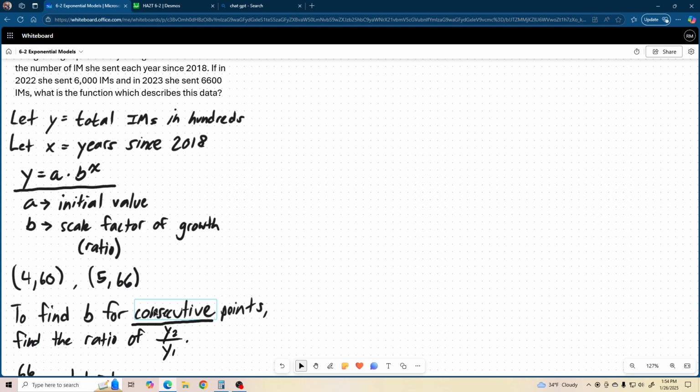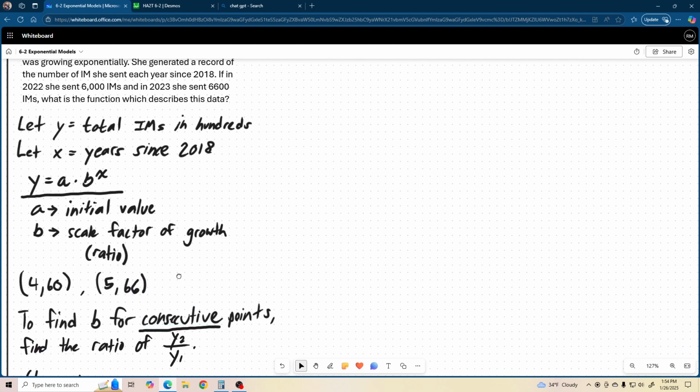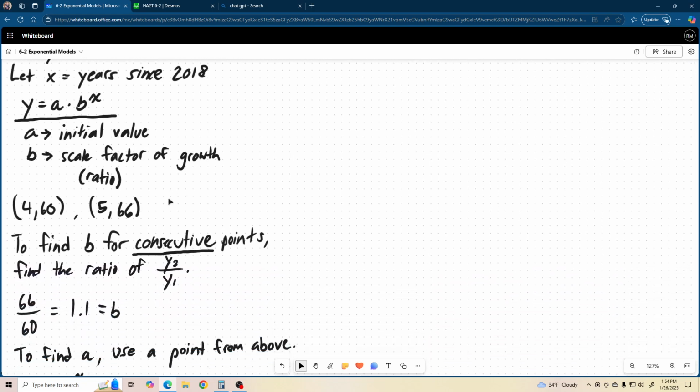We'll talk about it when the points are not consecutive later, but essentially what you're going to do when they're consecutive is find the ratio by using y sub 2 over y sub 1. In this case, y sub 2 was 66, y sub 1 was 60, so we can just divide those two by each other. 66 divided by 60 is 1.1. So this is the ratio we were looking for, and that's what we can use for b.